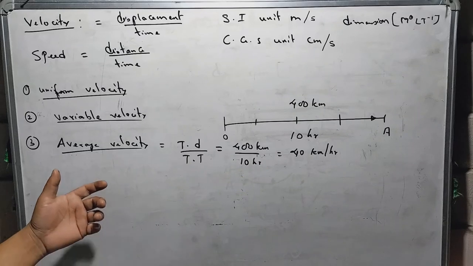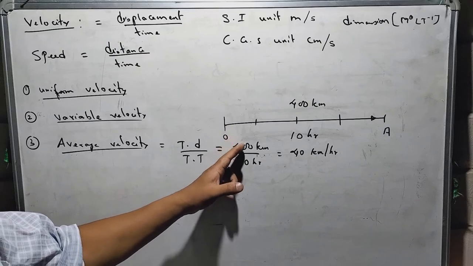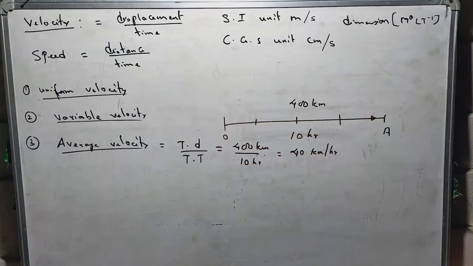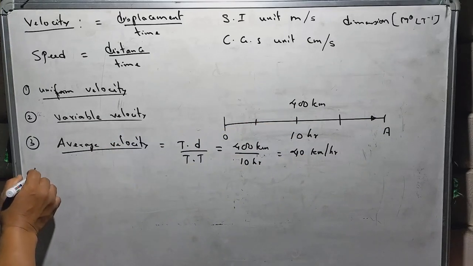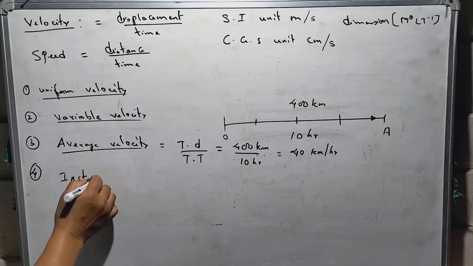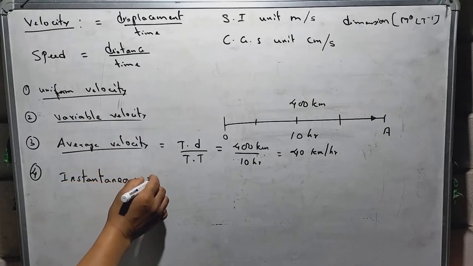In which direction is this car moving? It is moving in the direction from O to A, that means along a straight line path. Number 4. Instantaneous velocity.